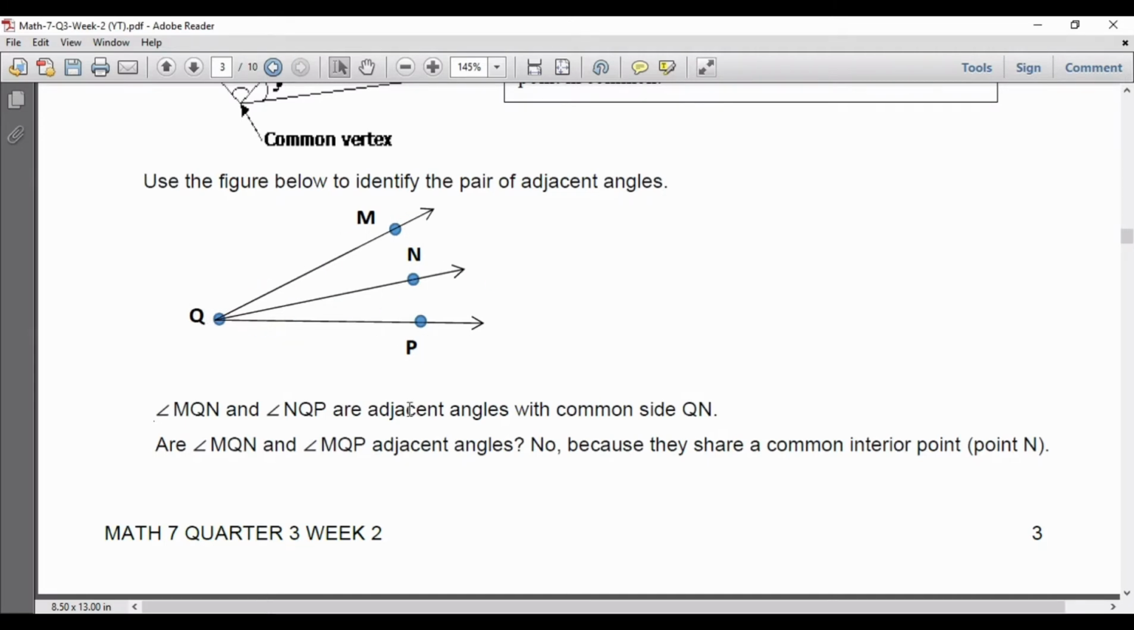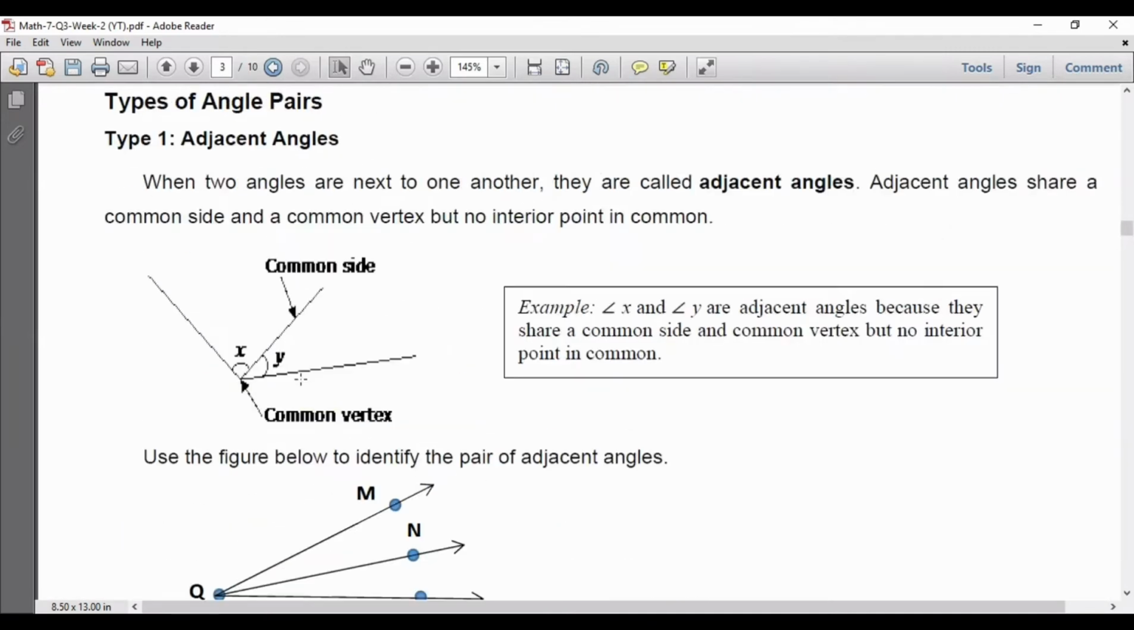The question is, are angle MQN and MQP adjacent angles? What is the answer? It's a big no. Why? Because they share a common interior point which is point N. This one is MQP, and point N is inside it. The other is MQN. So they have a common point, point N. Therefore, they are not adjacent angles. So the idea of adjacent angles is clear.